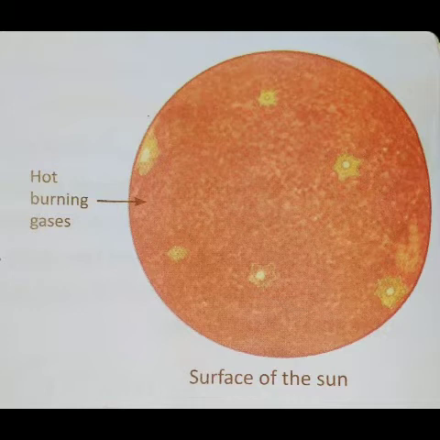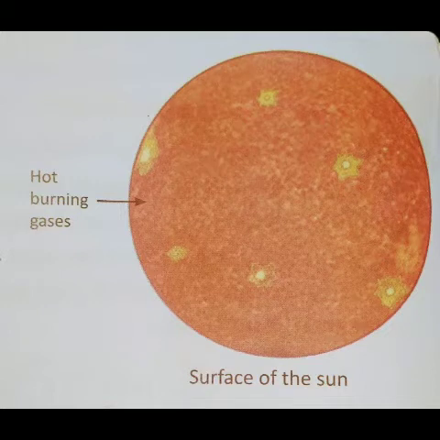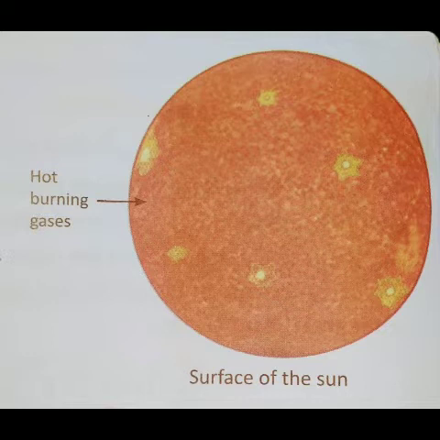The sun is made up of mainly hydrogen and a gas called helium. What is the sun made of? The sun is made up of mainly hydrogen and a gas called helium. Hydrogen and helium gases are present in the sun.